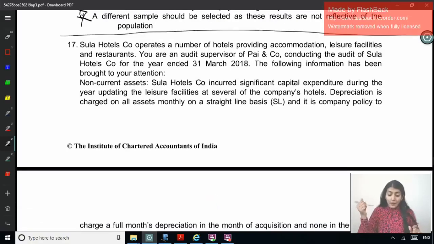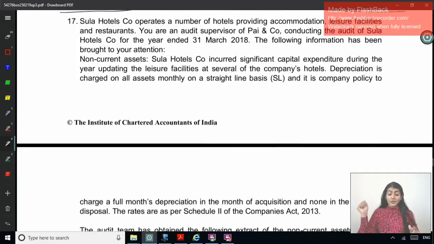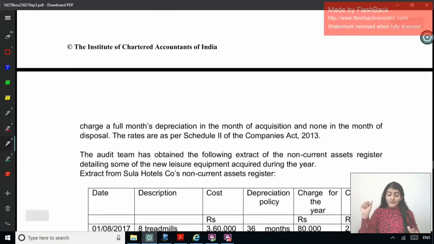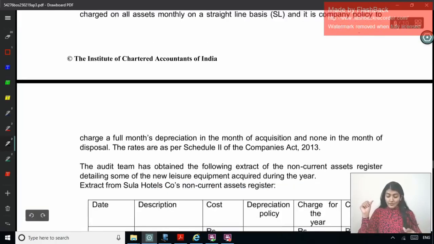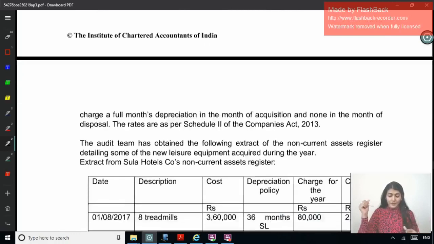Sula Hotels Company operates a number of hotels providing accommodation, leisure facilities and restaurants. You are an audit supervisor of Pai and Company conducting the audit of Sula Hotels for 2018. The following information has been brought to your attention. Non-current assets: Sula Hotels Company incurred significant capital expenditure during the year, updating the leisure facilities at several of the company's hotels. Depreciation is charged on all assets monthly on a straight line basis, and it is company policy to charge a full month's depreciation in the month of acquisition and none in the month of disposal. The rates are as per Schedule 2 of the Companies Act.